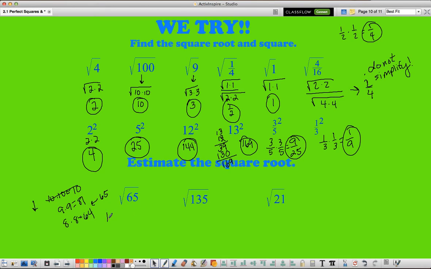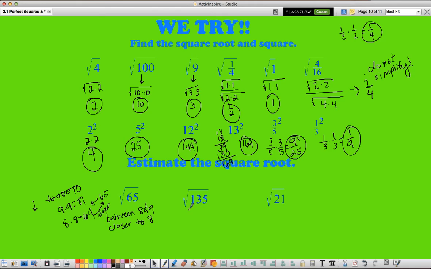So again, my estimate is that the square root of 65 is between 8 and 9, and since 64 is closer to 65, it's closer to 8.